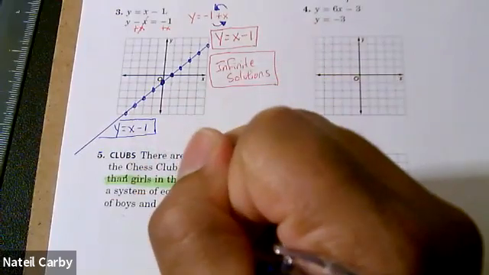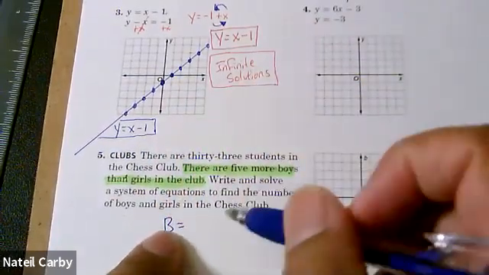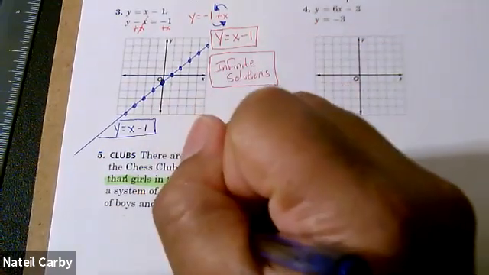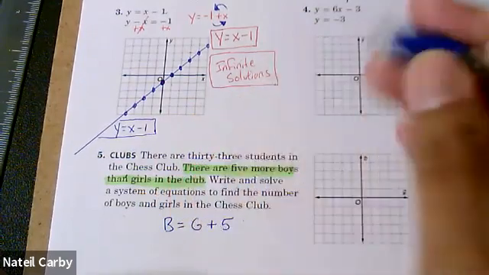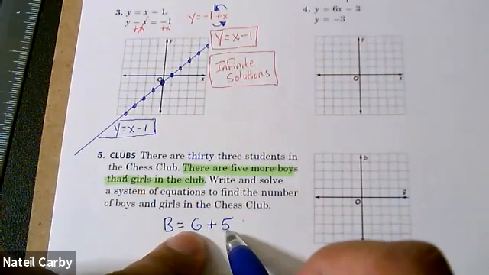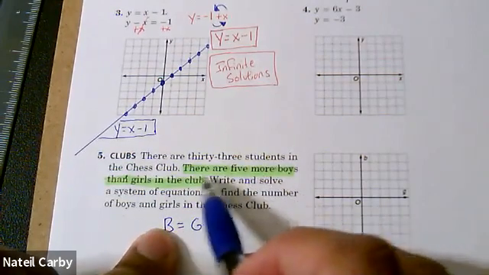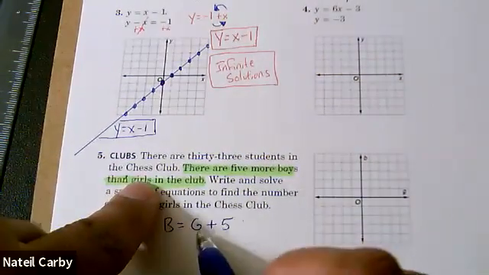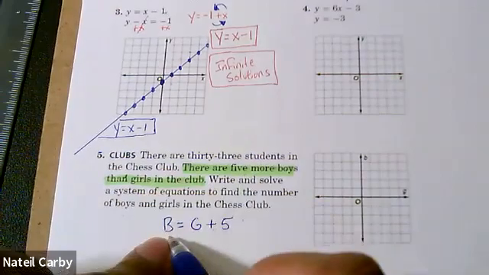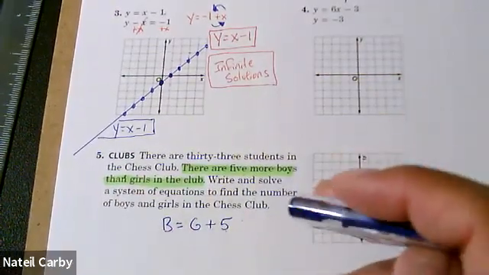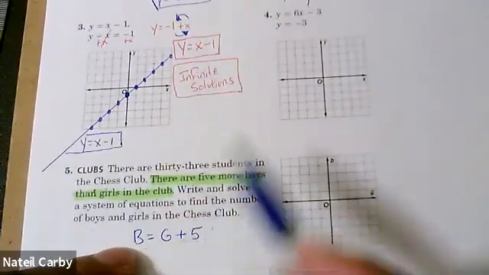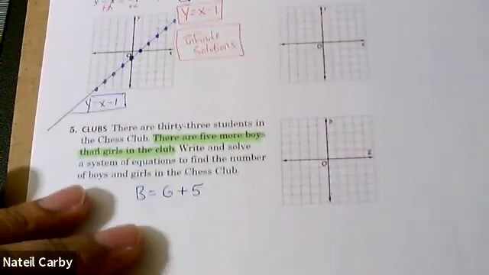So the boys, B, right? 5 more boys than girls. The boys are equal to the girls plus 5, right? Girls plus 5 is equal to the boys, is what this is saying. Okay, so this is one of them. Hey, and if you don't like using B and G, replace them with X and Y if that makes you more comfortable.